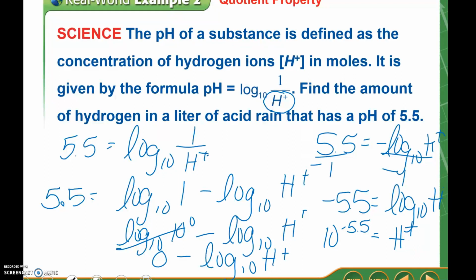I plug that into my calculator, and I get 3.16 times 10 to the negative 6.